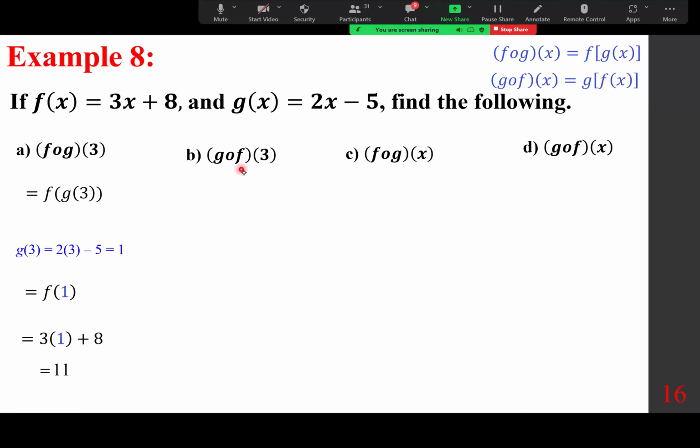g of f of 3 by definition is g of f of 3. So that means plug in 3 into the f function. 3 times 3, 9 and 8, 17. Now put the 17 into the g function. That means 2 times 17 minus 5. 34 minus 5, 29.